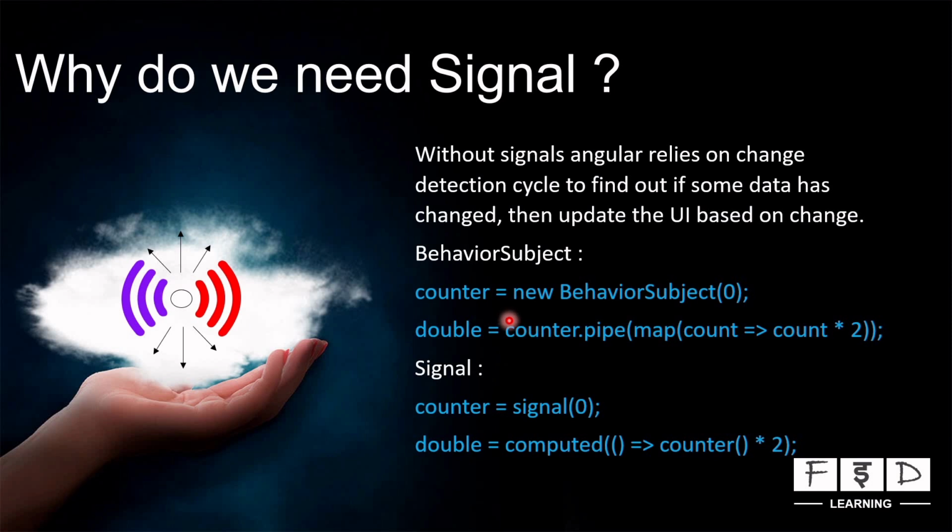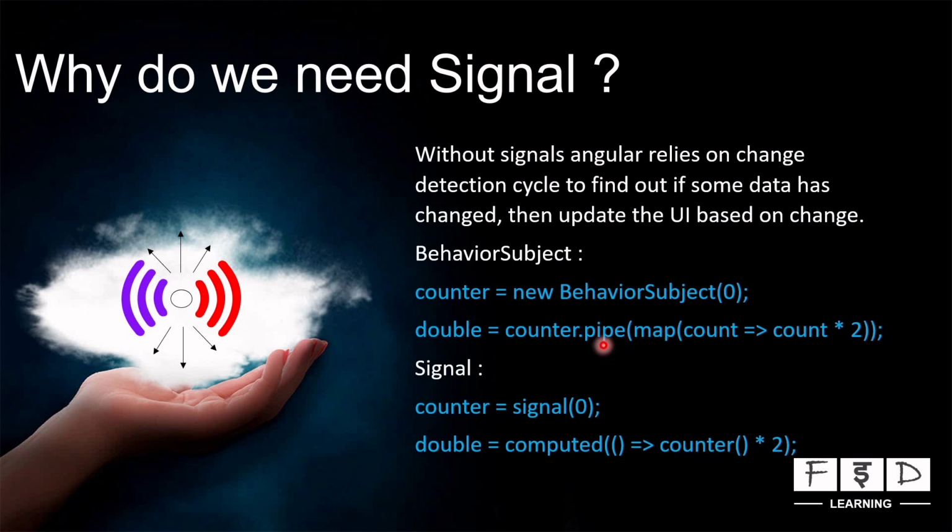Let's look at this code to see the difference between behavior subject and signal. Both behavior subject and signal can hold initial value. This is also holding initial value 0 and this is also holding initial value 0. With behavior subject, if you want to manipulate data, you need to use pipe and map operator, which we need to import from rxjs library.